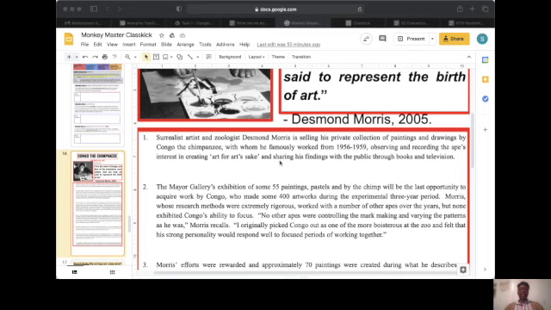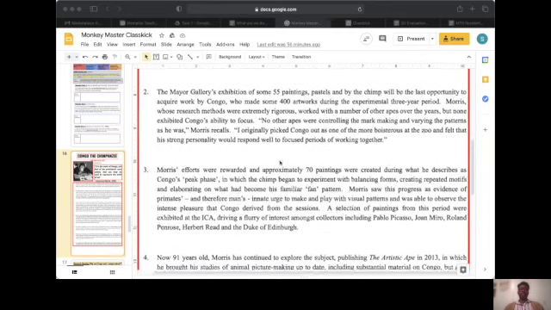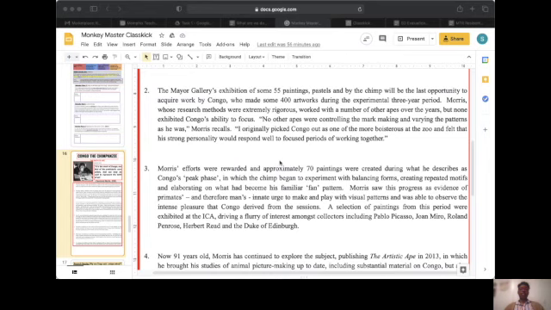Surrealist artist and zoologist Desmond Morris is selling his private collection of paintings and drawings by Congo the chimpanzee, with whom he famously worked from 1956 through 1959, observing and recording the ape's interest in creating art for art's sake, and sharing his findings with the public through books and television. The Mayor Gallery's exhibition of some 55 paintings, pastels, and drawings by the chimp would be the last opportunity to acquire work by Congo, who made some 400 artworks during the experimental 3-year period.